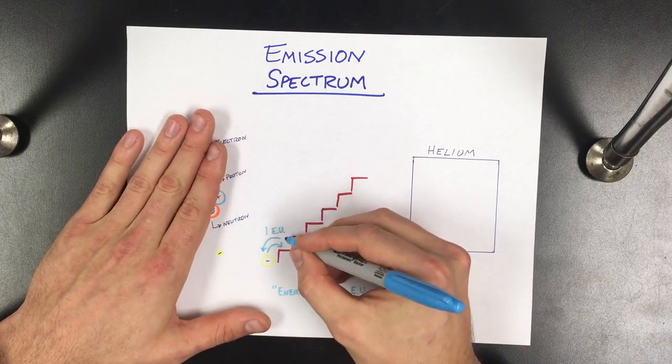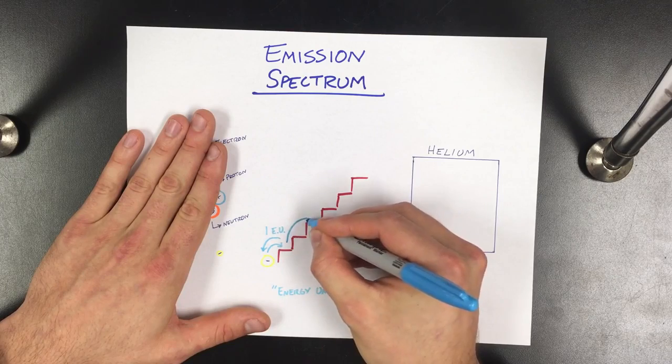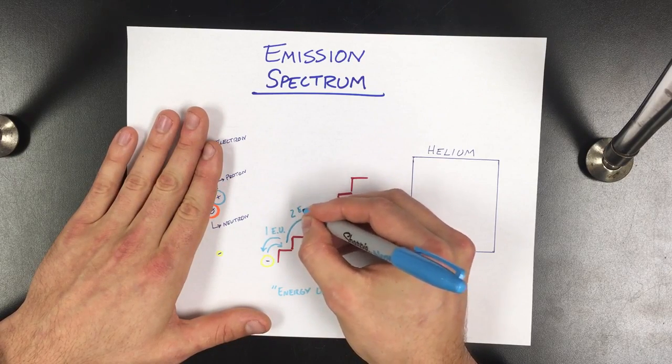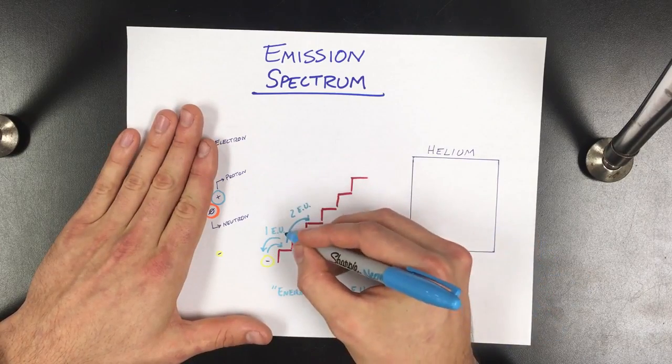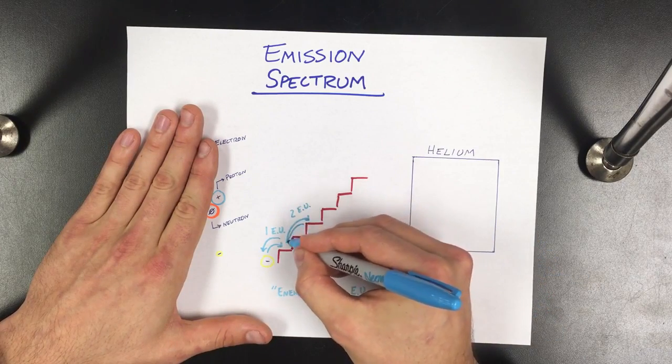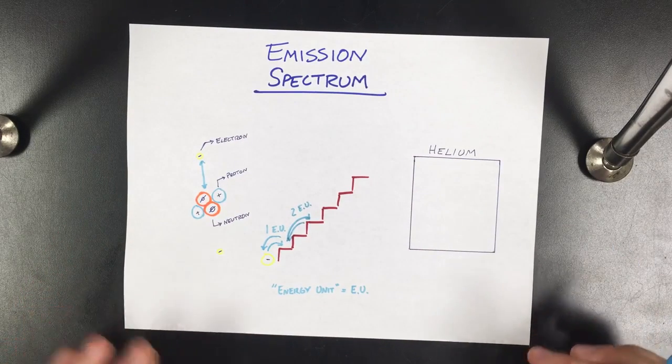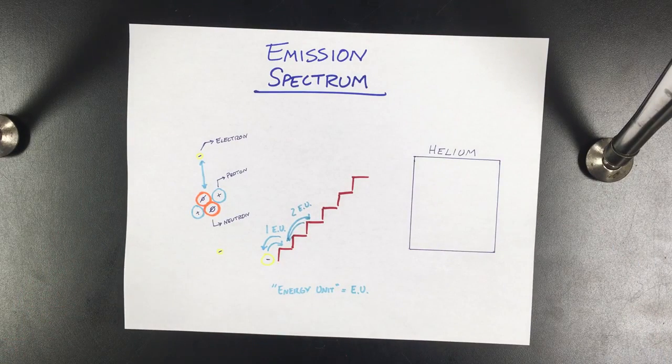Likewise, that electron can also travel up 2 steps at a time. And that's going to take 2 energy units. And it'll be the same going back down. So it's going to be the same amount of energy going up as it is going down.